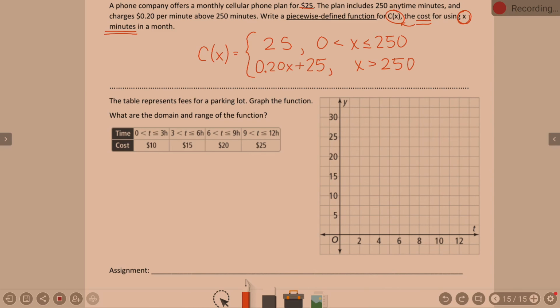This one is a little bit different. It's still a piecewise function, though. It just has a special name because it's called a step function, which will make 100% sense once we have the graph of why it's called a step function. But it's still piecewise. So this table represents fees for a parking lot. So if you're parked 0 to 3 hours, you pay $10. 3 to 6 hours, you pay $15. So on and so forth. They want us to graph this. And we want to talk about the domain and range.